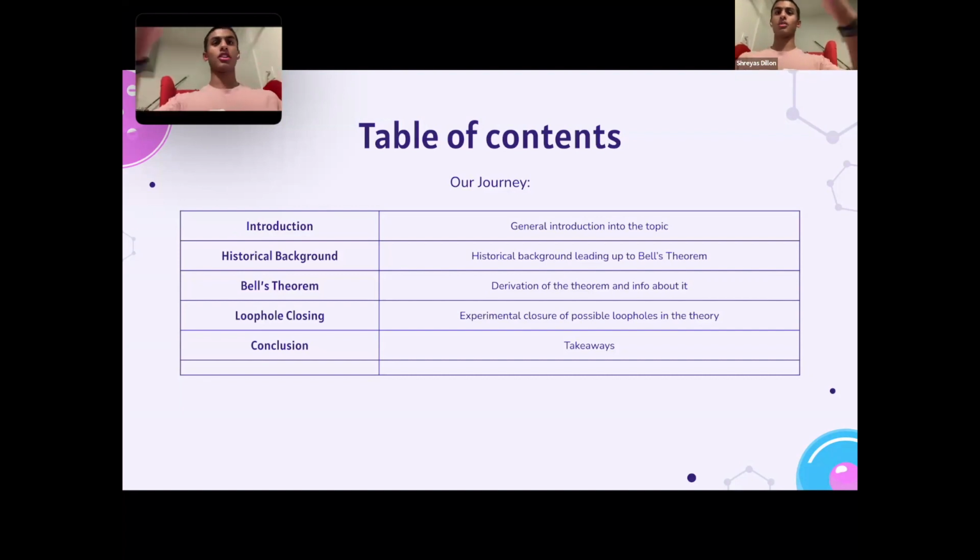And then we're going to go into Bell's theorem, how it was derived, info about it, and its significance. Then we're going to go into loophole closing, which is after the theoretical derivation of Bell's theorem, how it was experimentally proved, and loopholes in it that were experimentally closed. And then we're going to end with the conclusion, which is the takeaways from all this.